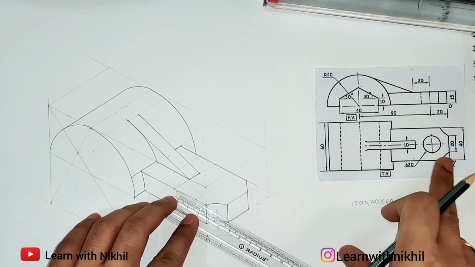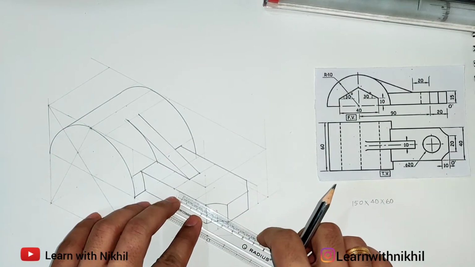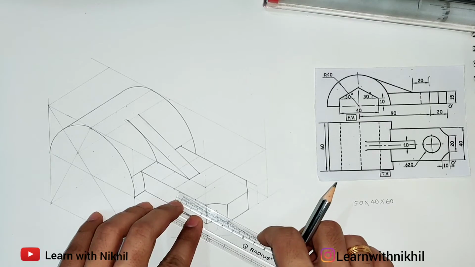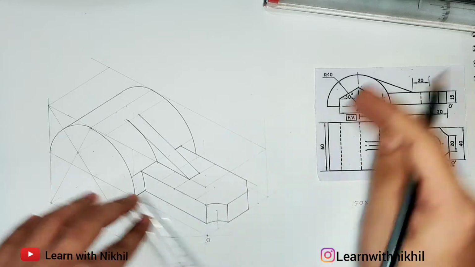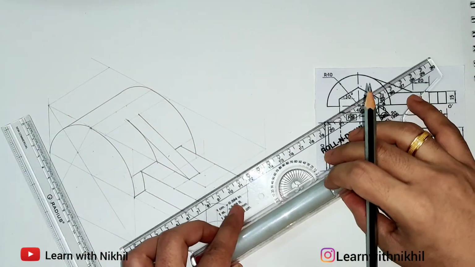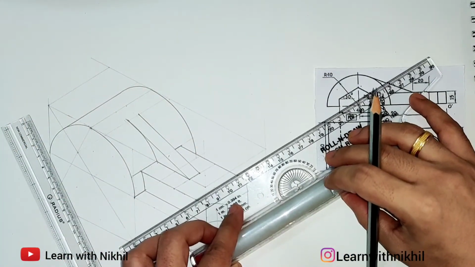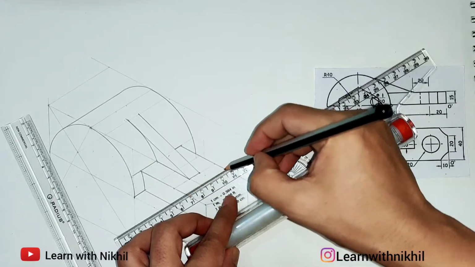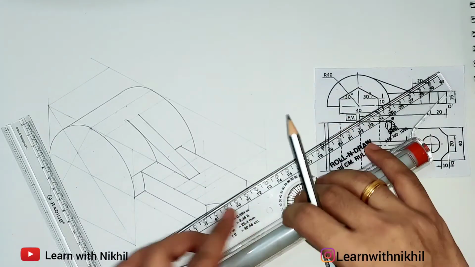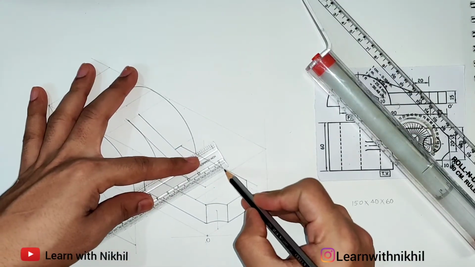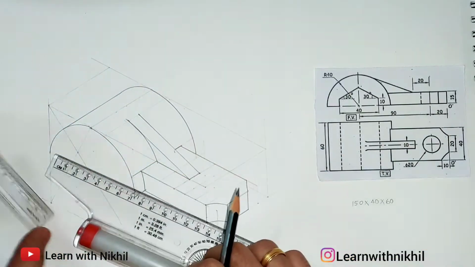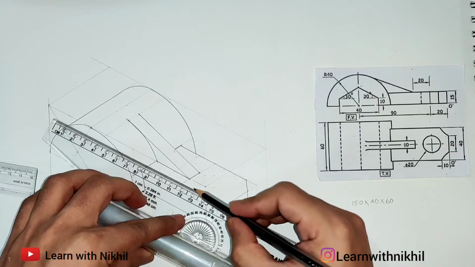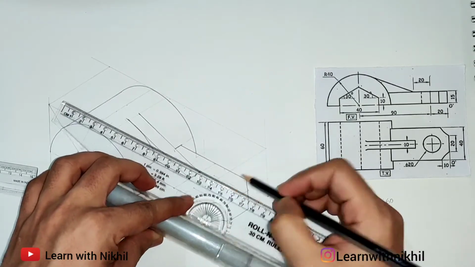Now from here I'll mark 10 millimeters on both the sides, as we want to construct a square at the center of side 20. You can construct in any way. You have to just create a square. I have created like this. Again from the center, 10 millimeters on both the sides. So from this method I have created a square at the center.